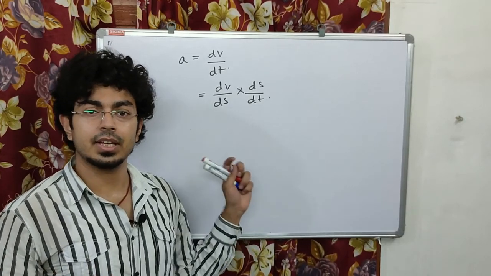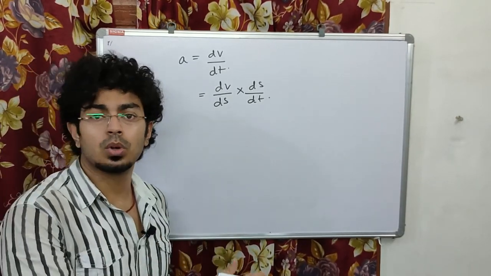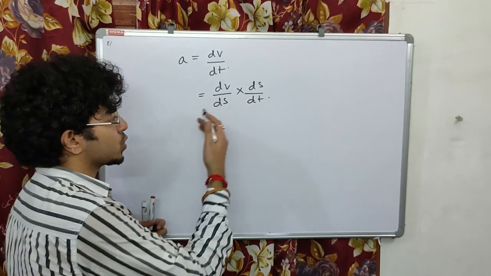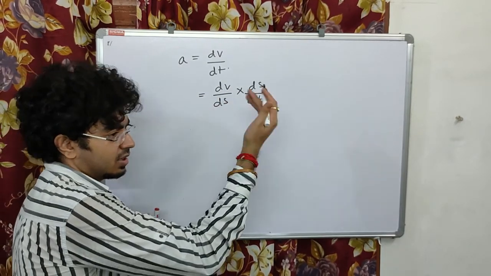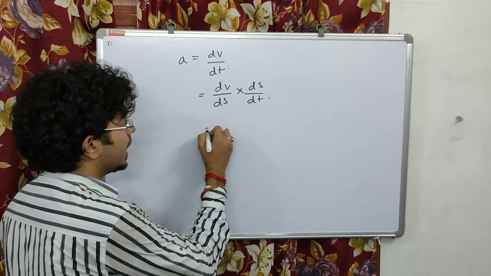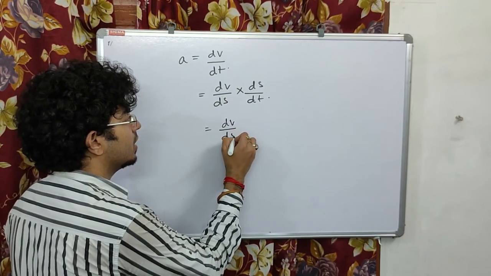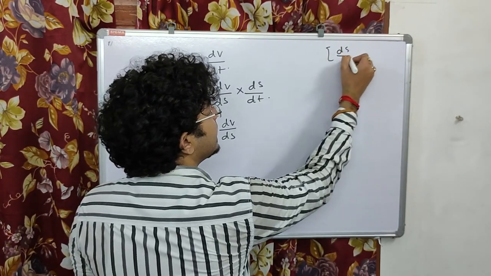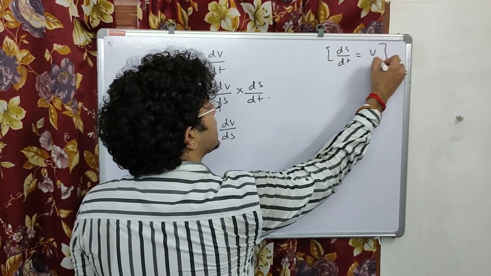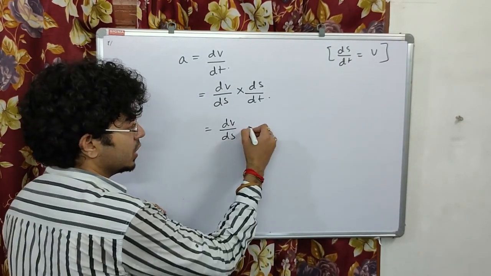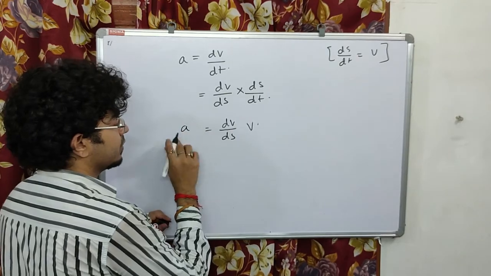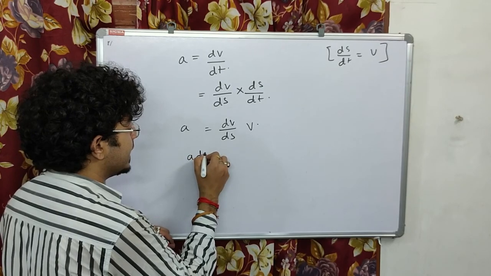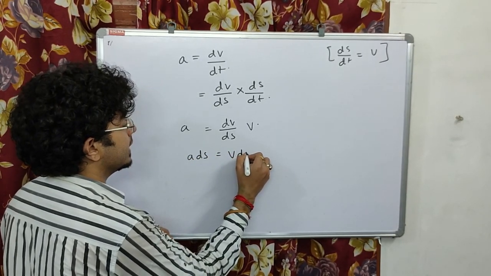This kind of thing we have already done in mathematics in our class 9 and 10. How to solve this kind of numericals, these things are quite clear to everyone. Now dv by ds. Now what is ds by dt? We know ds by dt can be written as velocity, instantaneous velocity, right? So we can write it over here. This is clear. So now we can say a ds is equal to v dv.